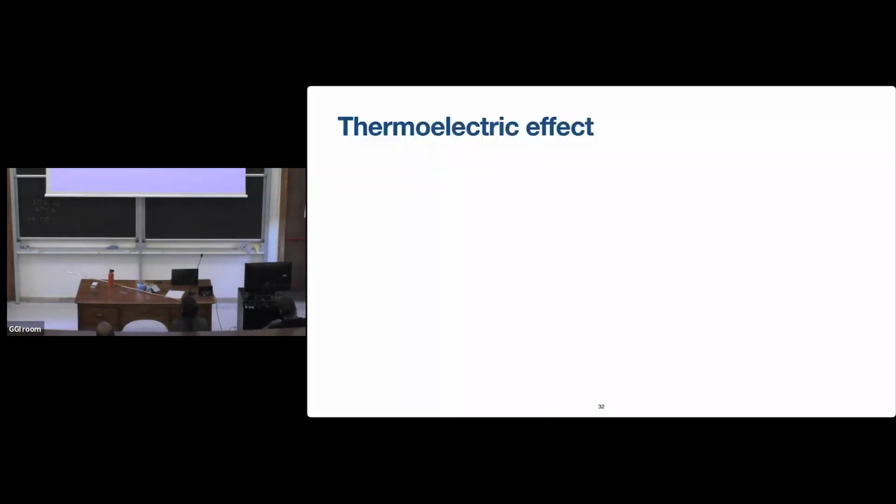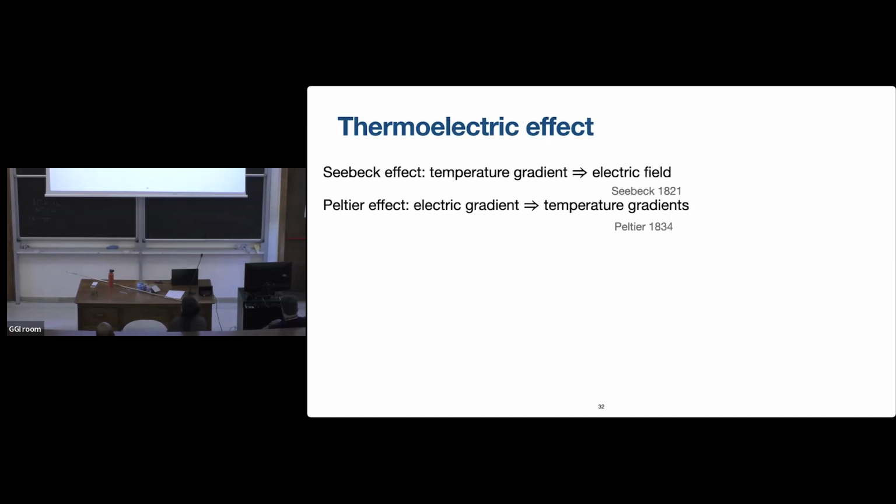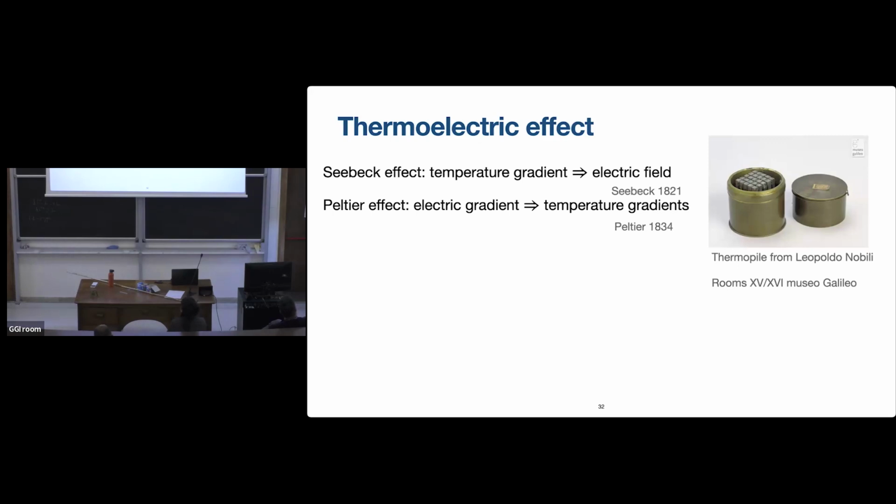Okay, so as an application, we can compute the thermoelectric coefficients. There are many different names for these things, but essentially one effect is known as the Seebeck effect, where a temperature gradient induces a voltage difference. This is due to Seebeck in 1821. There's the Peltier effect, which is the opposite, where a change in voltage generates a temperature gradient.